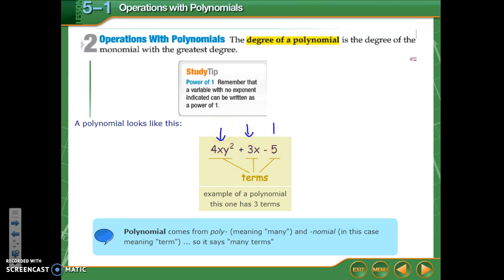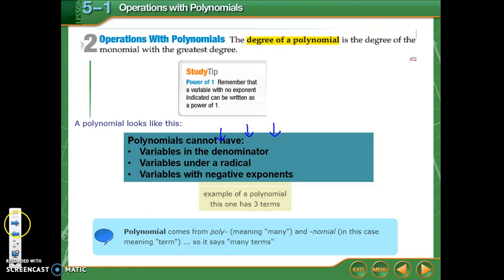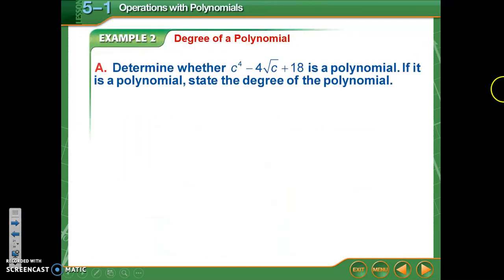1, 2, 3. And polynomial comes from the word poly, which means many. So polynomial just means many terms. Remember that polynomials cannot have variables in the denominator, variables under a radical, or variables with negative exponents. Okay, so for the degree of a polynomial, here we're going to look at this example: c to the 4th minus 4 times the square root of c plus 18. Is it a polynomial or not?